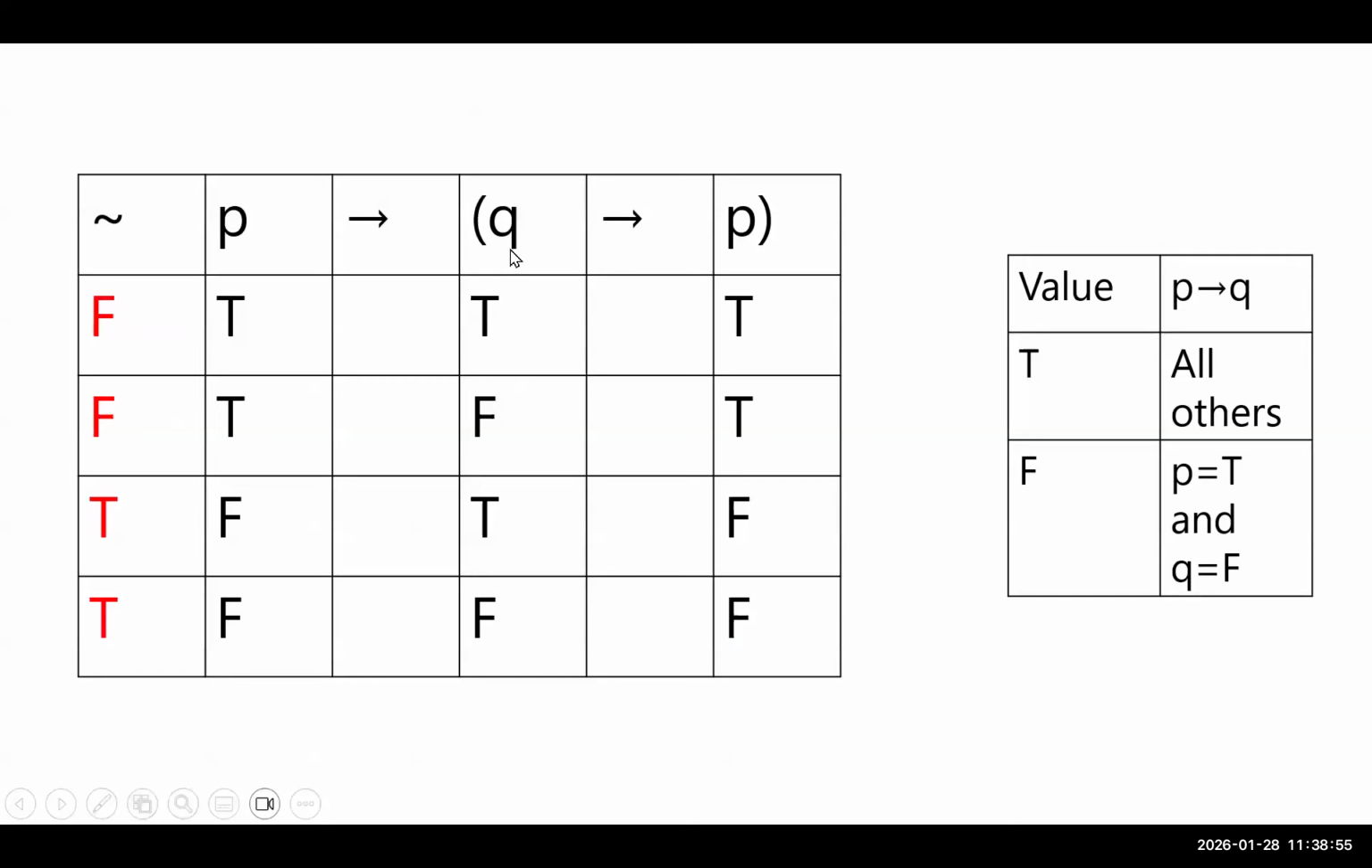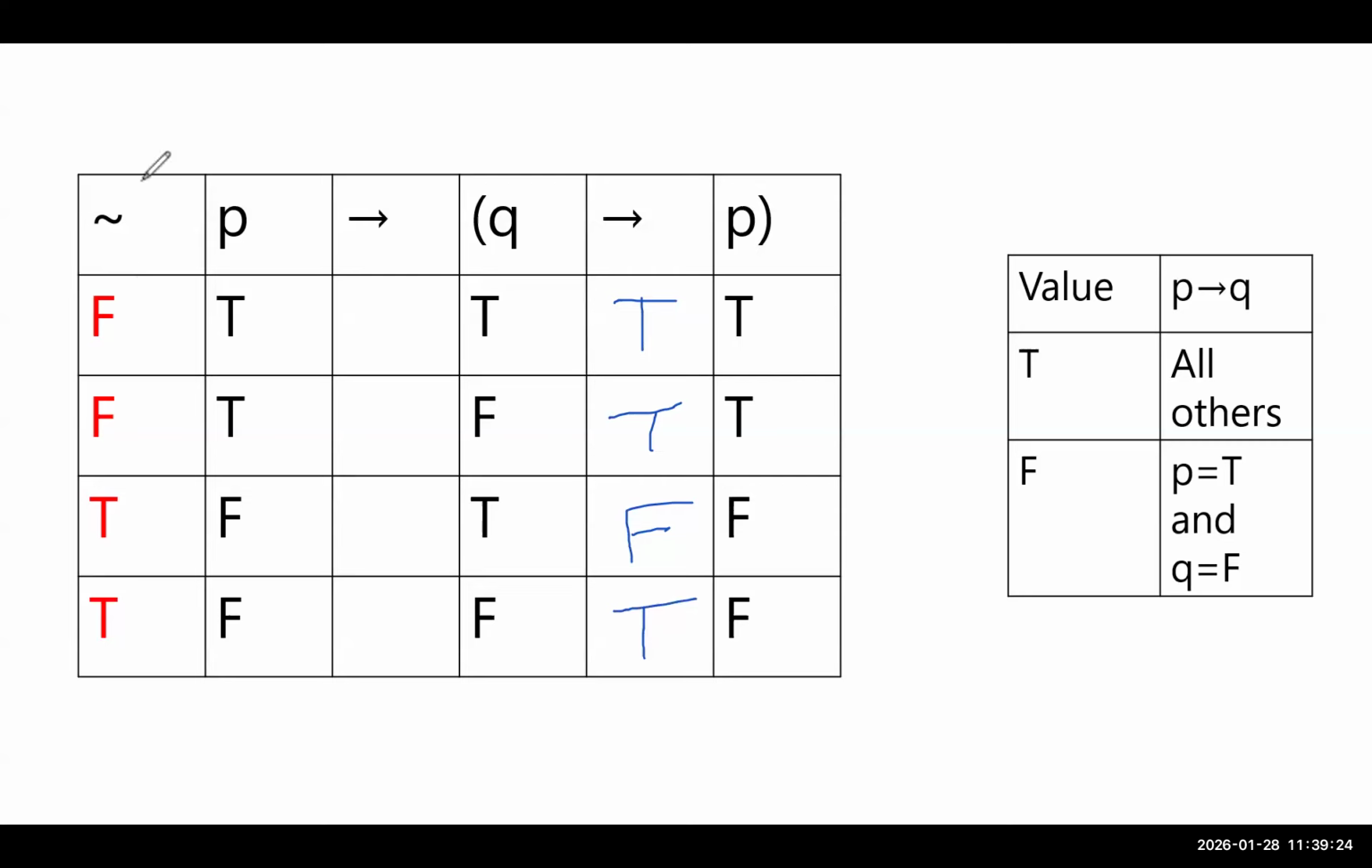Now here's our negated P implies Q implies P. So we have to start on our innermost. Again, we've already put our negated simple sentence in. And here we go. True, then true is true. False, then true is true. True, then false is false, and false, then false is true.